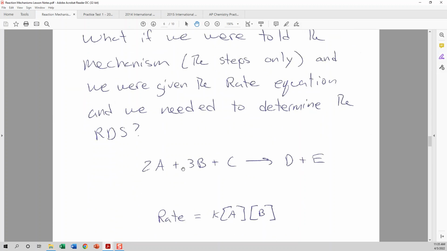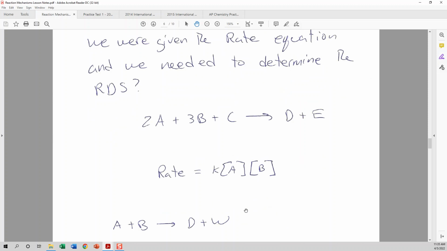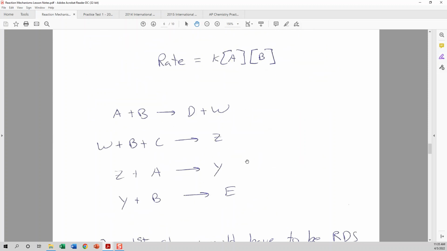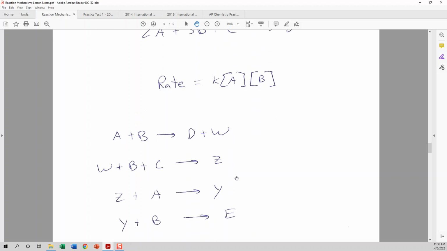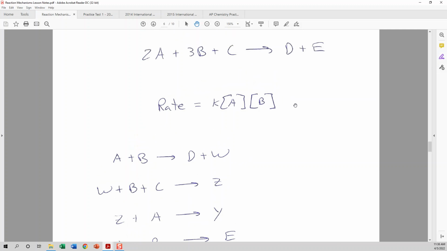So what if this was my reaction, the same reaction we've been looking at, and this is the rate equation? Now, if that was the rate equation and this is my mechanism, I should be able to pick which step is the rate determining step. Well, remember, if this was the slow step, then B has to be second order, which it isn't here. A would have to be first order, which it is. And C would have to be first order. But notice that C is not included in the rate equation. That must mean C is zero order.